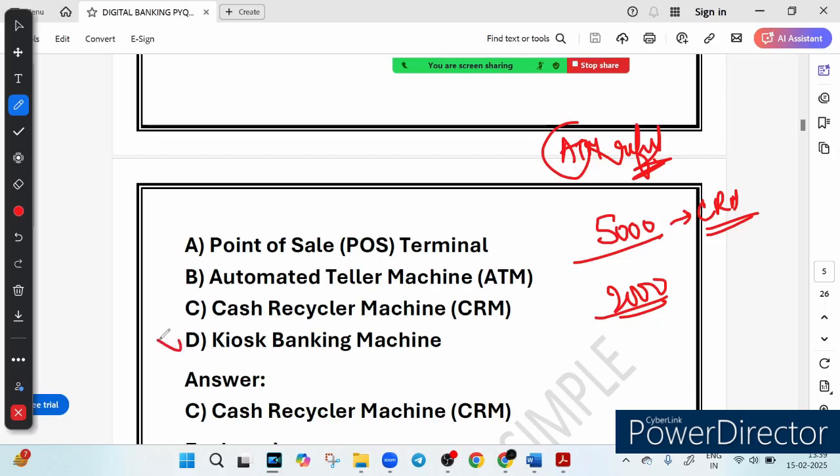Option number D is also wrong. It is a kiosk banking machine. So these are mainly used in rural or remote areas where banks don't have full branches. So people can use them for basic banking services like checking balance, transferring money and opening an account. They do not allow cash deposit or withdrawal.